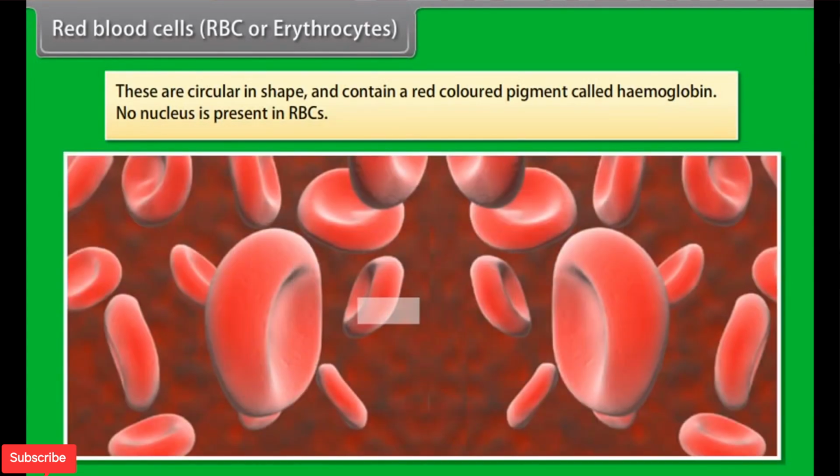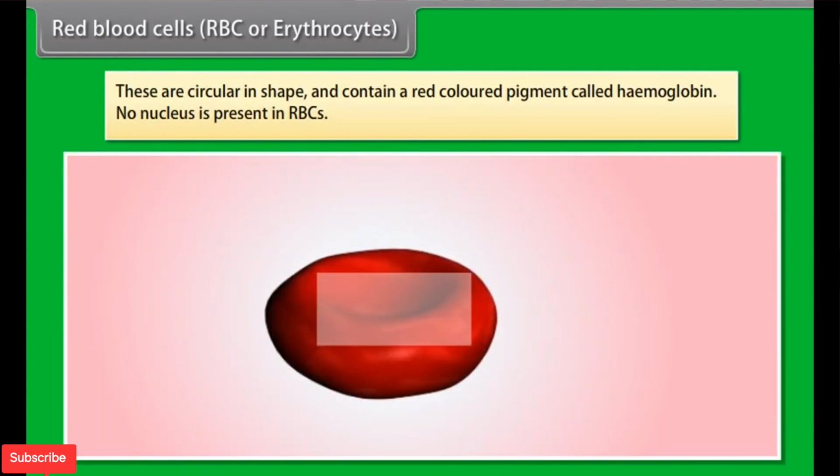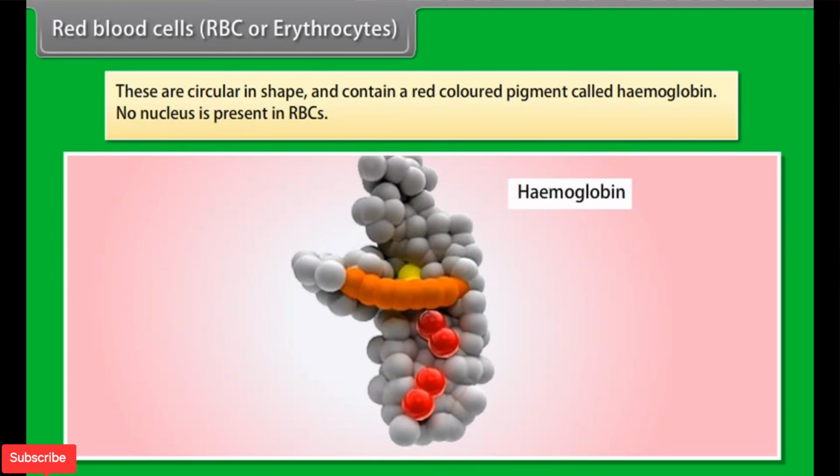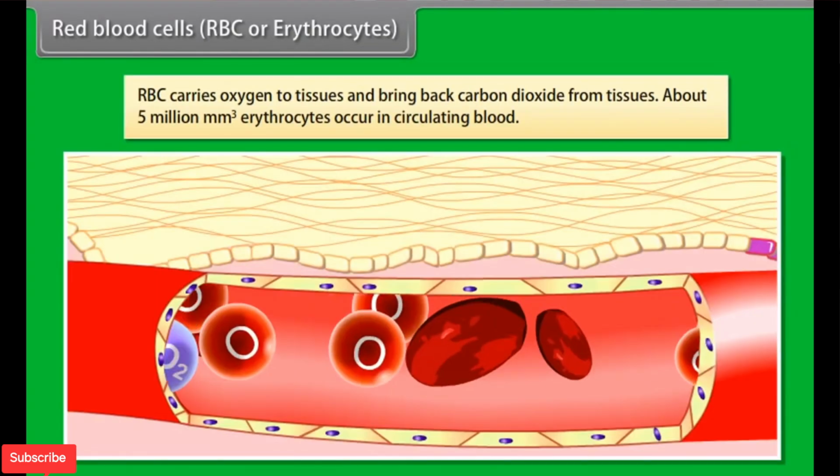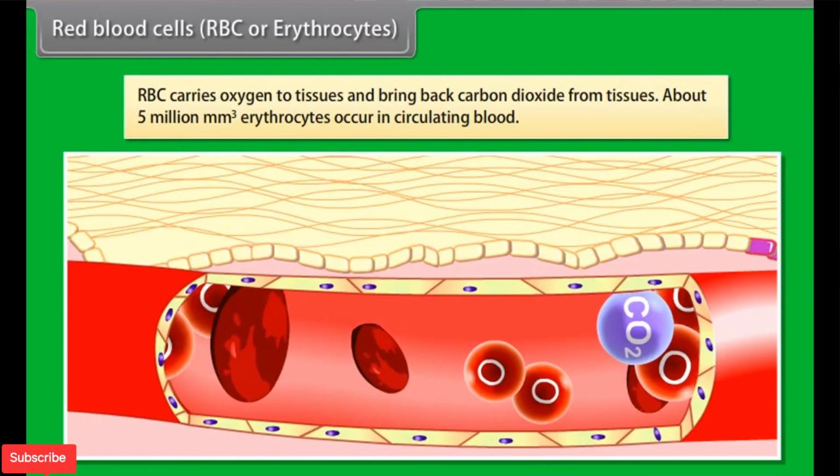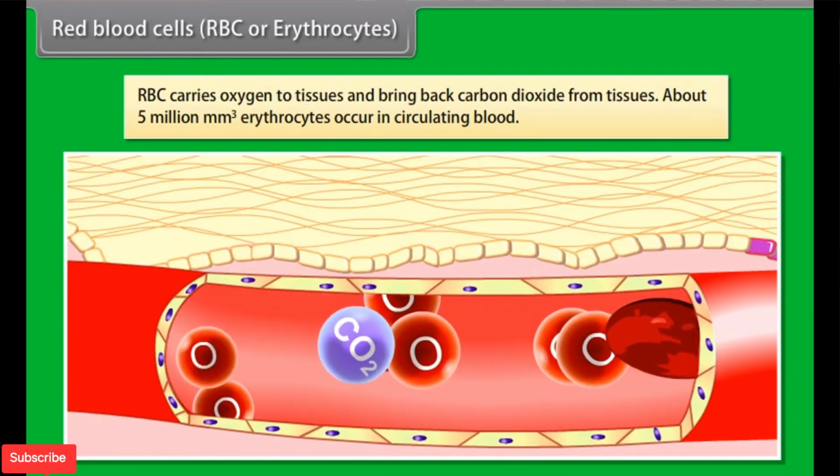No nucleus is present in RBCs. RBCs carry oxygen to tissues and bring back carbon dioxide from tissues. About 5 million per mm3 of erythrocytes occur in circulating blood.